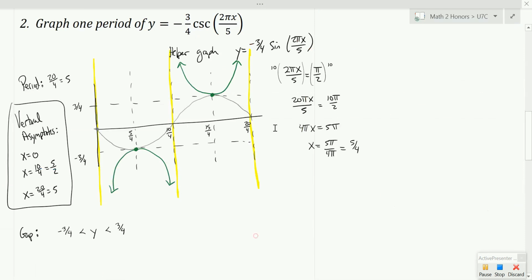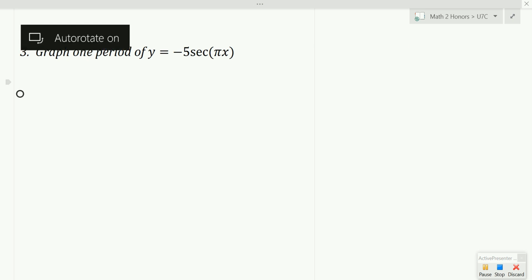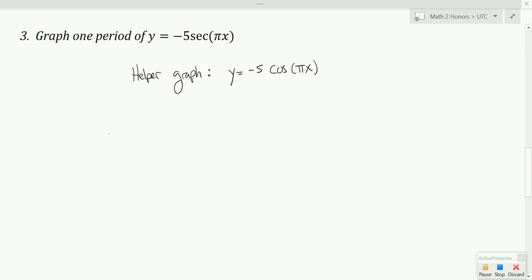All right, so let's look at the next example. We're going to graph one period of y equals -5 secant of pi x. I'll do this one with you. So first, our helper graph is going to be y equals -5 cosine of pi x. Okay, get the reciprocal of that function, get a good graph of that helper graph, and then you're pretty much done after that.